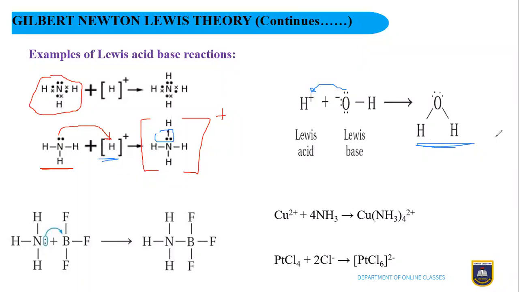So the OH minus is the Lewis base because it's the one donating the electron pair. And then the H plus is a Lewis acid because it's the one accepting the electron pair.